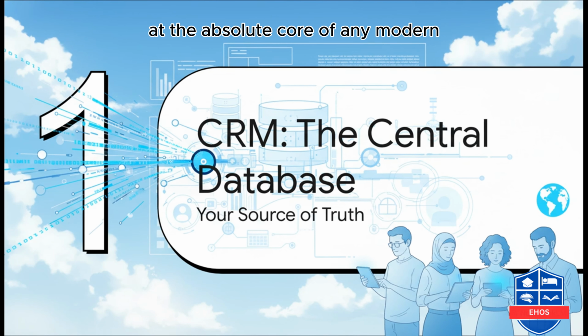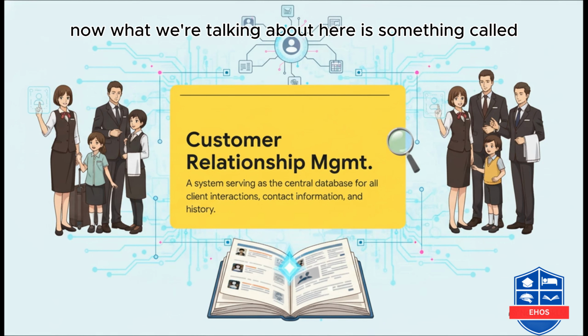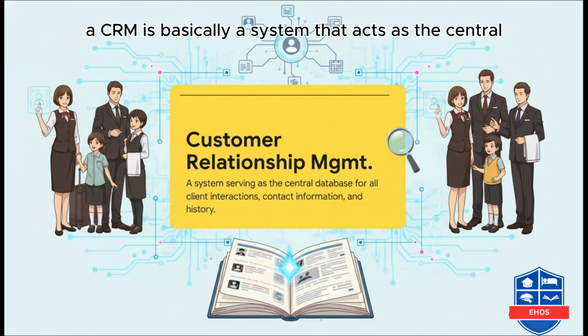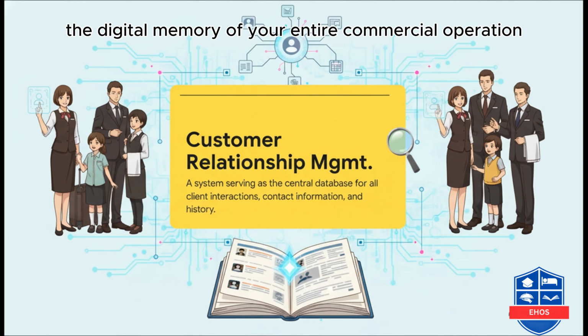So our journey has to begin at the absolute core of any modern hotel's digital ecosystem, and that's the central database. You need to think of this as your single source of truth for every single client. Now, what we're talking about here is something called Customer Relationship Management, or CRM for short. At its heart, a CRM is basically a system that acts as the central, organized hub for every little piece of information you have on your clients.